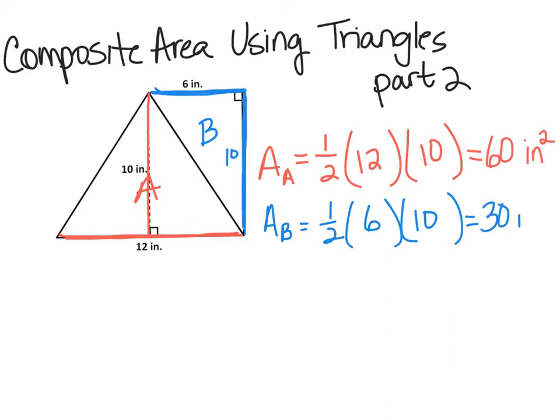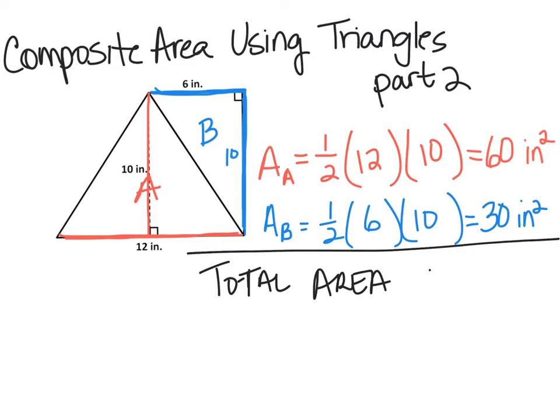And again, we have inches squared. And again, we only square the units. We do not square the number. If you write 30 squared, that's not the same thing as 30, and so that would be a wrong answer. Okay, so then let's find our total area by adding the areas that I already have here. So we have 90 inches squared. So we added those two together. So this would be the area of our composite figure.